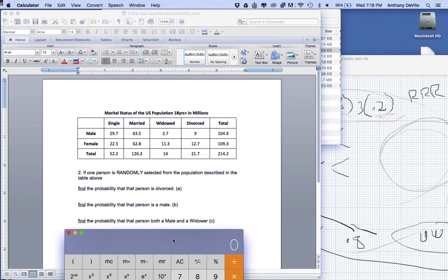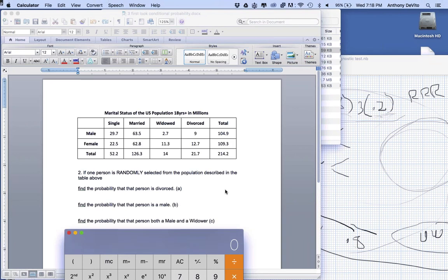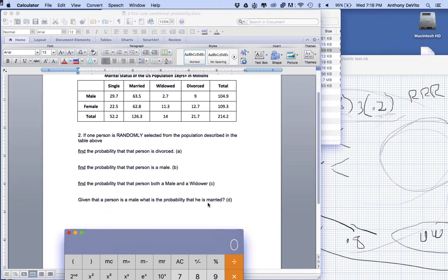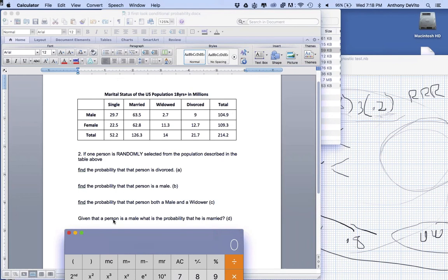Now, this last example is what we would call a conditional probability. Given that a person is male, what is the probability that he's married? Anybody want to hazard a guess on that? You can almost look at a conditional probability as a filter. In other words, given that a person is male, we're filtering out all of the females. That's our condition. So we're only going to look at people that are male.